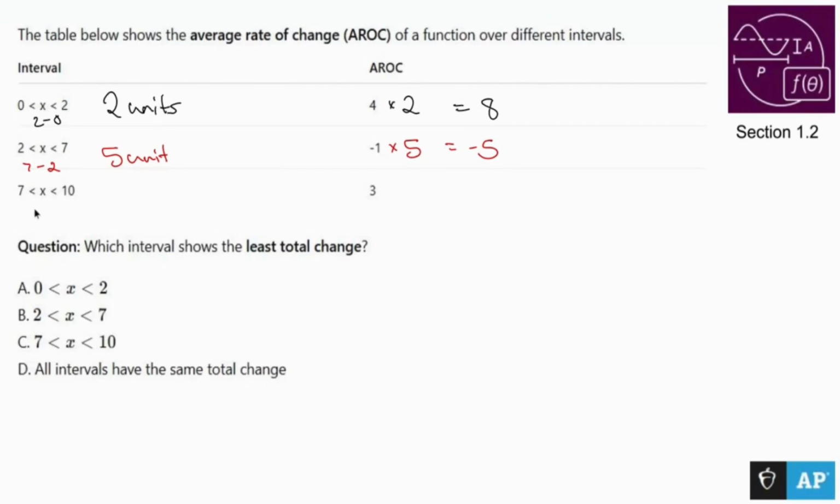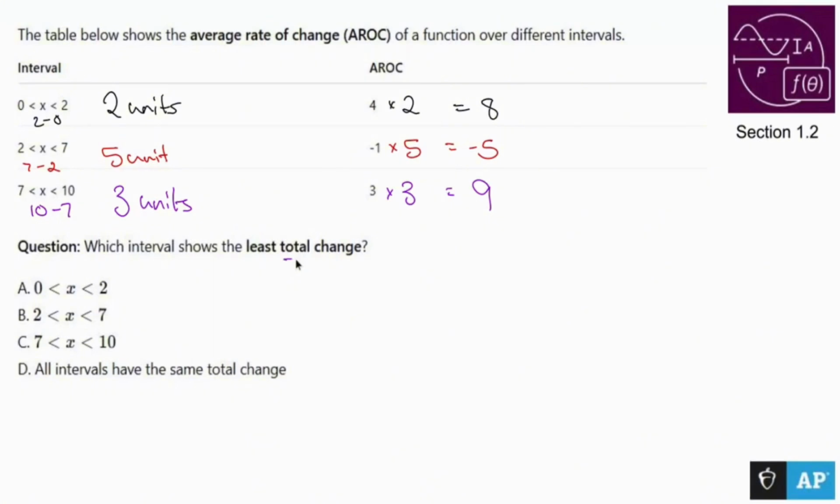Last but not least, this interval is 10 minus 7, which is 3 units long. 3 times 3 is 9. So the total change on this interval is 8. The total change on that interval is -5, and the total change on that interval is 9.